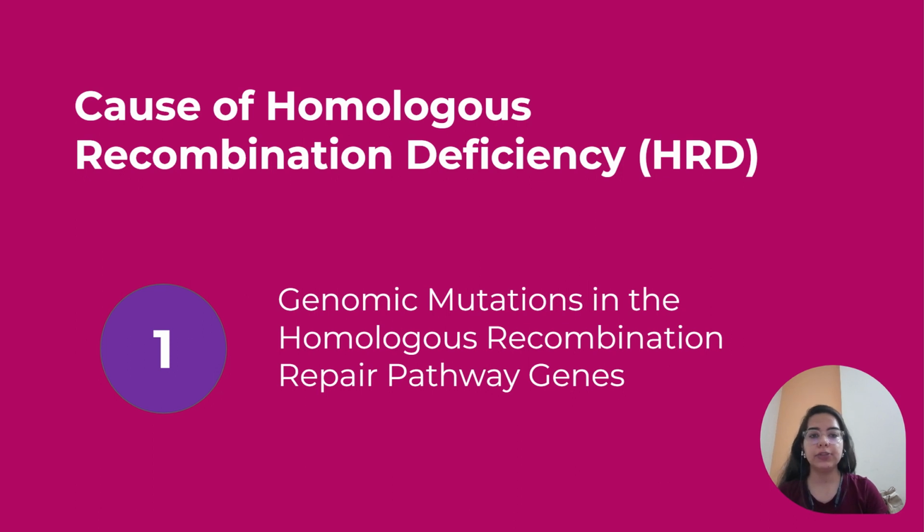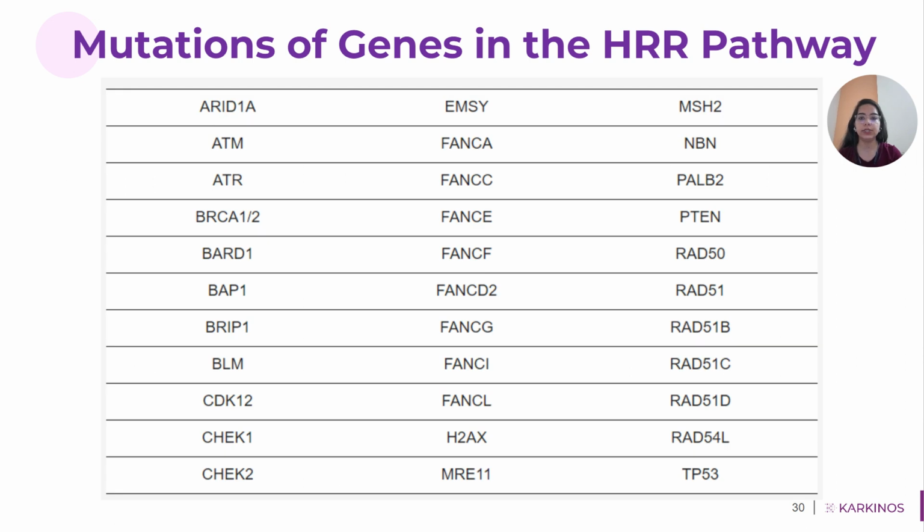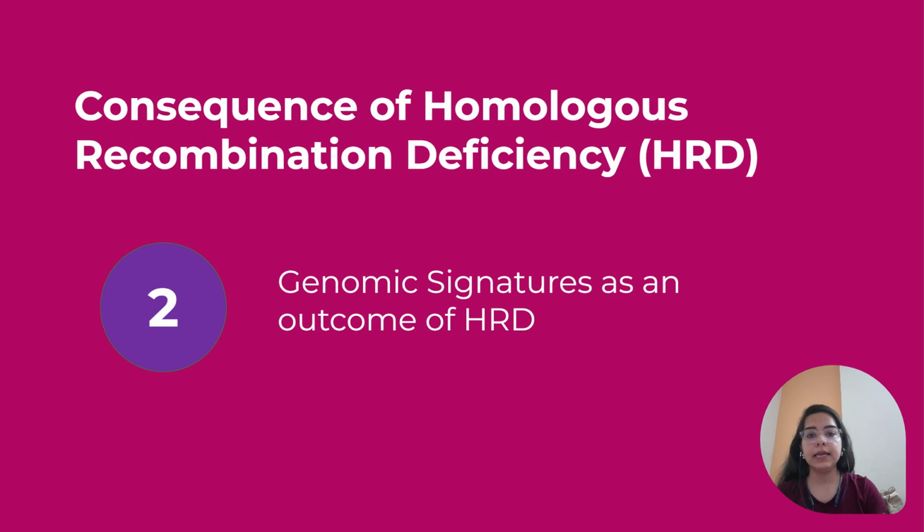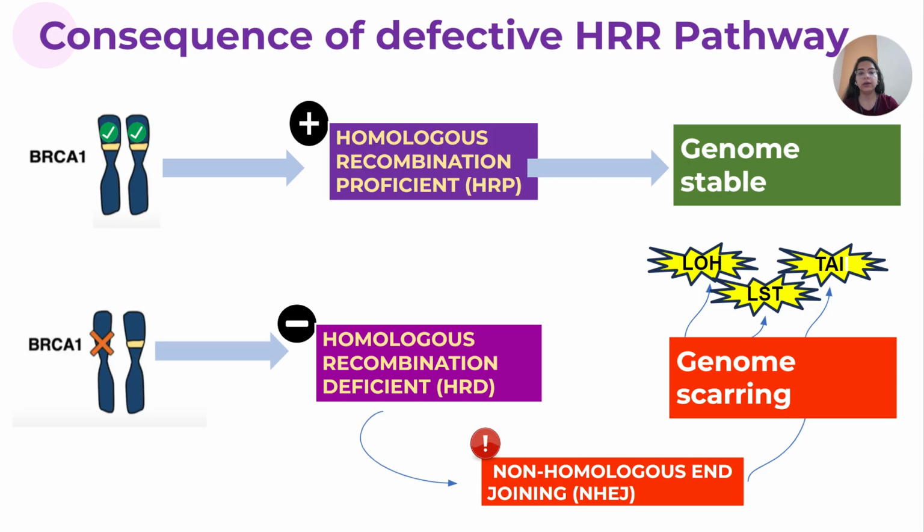So, what is the cause of HRD, homologous recombination deficiency? This pathway includes more than 30 genes, and mutations in these genes could cause homologous recombination deficiency. Of these 30 genes, the role of BRCA1 and 2 has been highly investigated, whereas the other genes also contribute to this phenotype, which is also known as BRCAness. And when a cell has this phenotype, it goes to the alternative mechanism for repairing double strand breaks called non-homologous end joining.